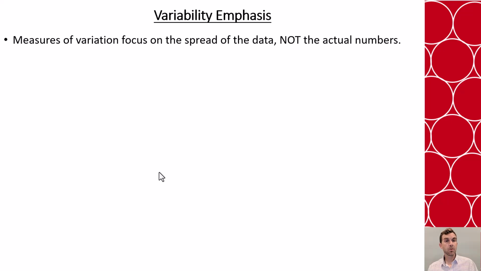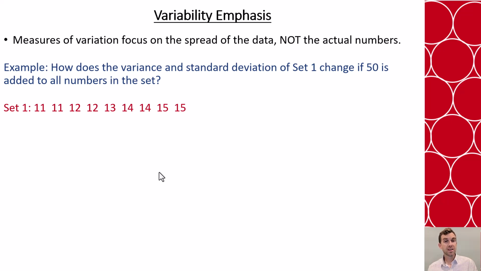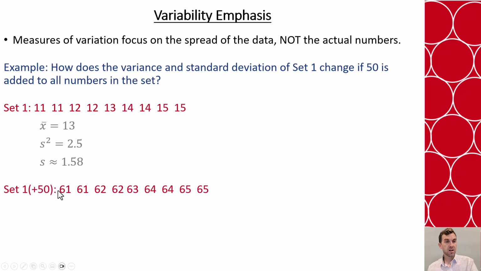So again, remember, variation focuses on the spread, not the actual numbers. The numbers really don't matter. It's about the spread of those numbers. To make a point of this, say that I take my very first set, the one that went from 11 to 15. I know here are my mean, my variance, and my standard deviation. Say that now I take that same set and I add 50 to every value. So now I'm looking at 61, 61, 62, 63, 64, 64, 65, 65.